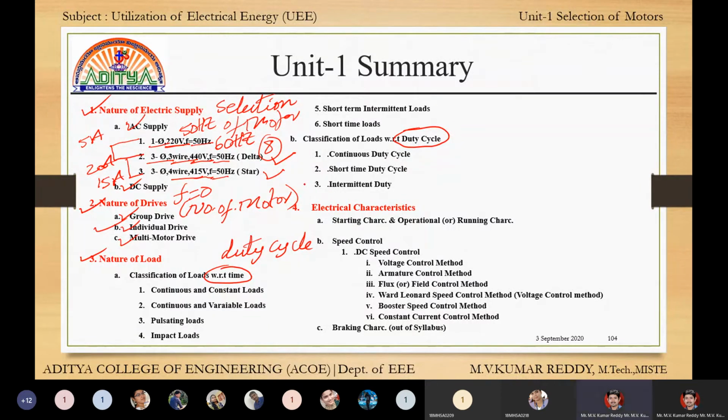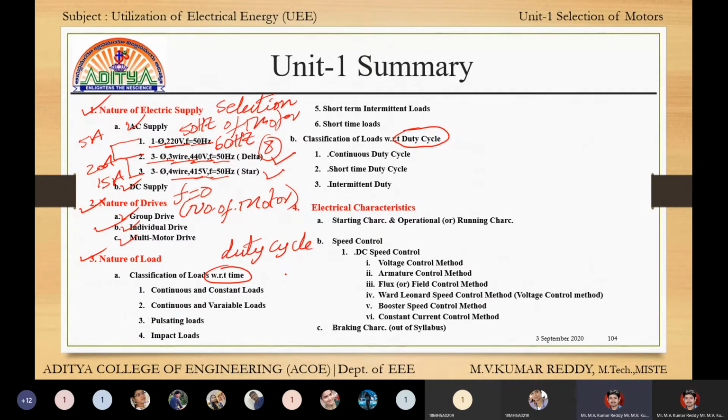With respect to time, there are six types of classification. First one is continuous and constant loads, and second one is continuous and variable loads. Next one is pulsating loads. The fourth one is impact loads. Fifth one is short term intermittent loads, and next one is short time loads.